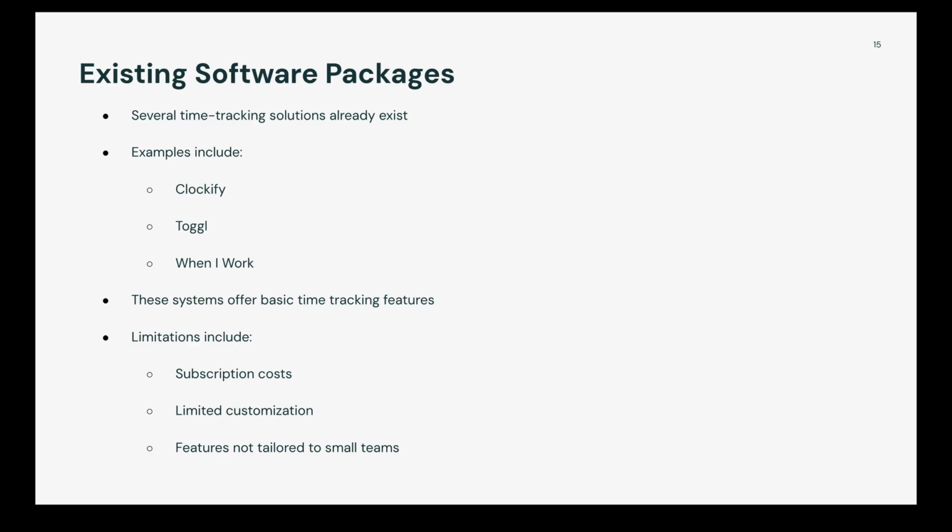So, when we analyzed the market, we found that several time tracking tools already exist, such as Clockify, Toggl, and When I Work. These apps offer the basic ability to track time and manage schedules, and they work pretty well for general use. However, they also come with some limitations, such as subscription costs, limited customization, and many features are designed for larger teams rather than smaller companies or contractors.